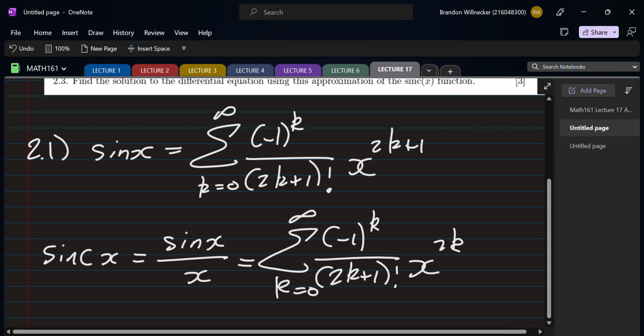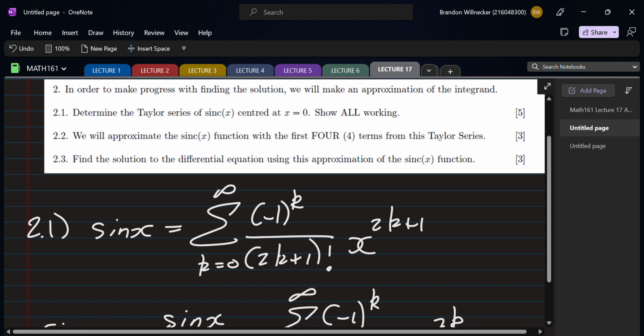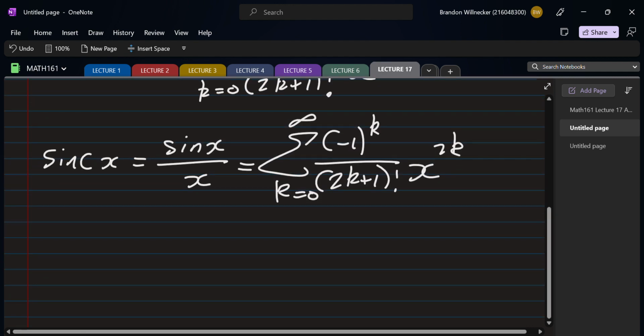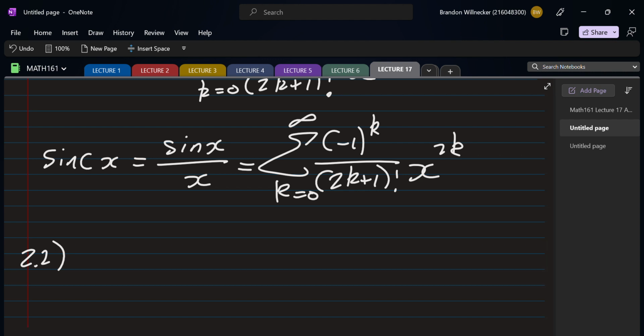So that's it for 2.1. For 2.2, write out the first 4 terms. All we do is look at k equals 0, 1, 2, and 3. We don't go up to k equals 4 because we're starting counting from 0. So it'll be 0, 1, 2, 3, that'll be 4 terms. When k is 0, minus 1 to the 0 is just 1. The bottom part, 1 factorial, is 1. X to the 0 is 1.